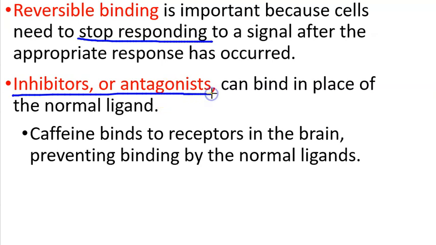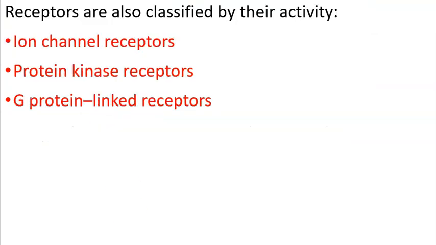And so in order for that to be the case, we have to have the appropriate response. Inhibitors or antagonists can bind in place of it. So for example, the most widely used drug on the planet, caffeine. It binds to receptors, blocking a normal ligand, which is adenosine. And so adenosine makes you sleepy. And so caffeine is an antagonist. It binds to the same place that the ligand does.